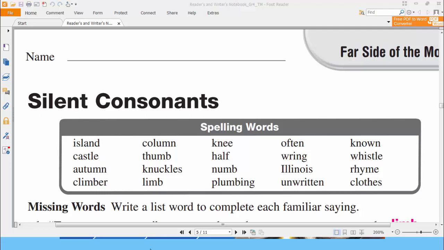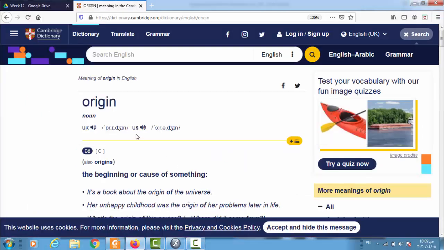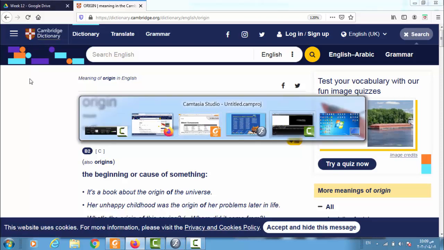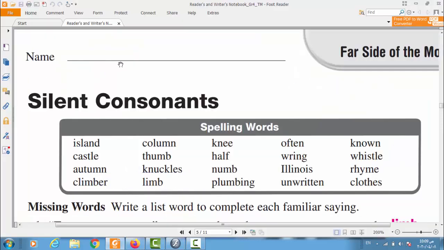But before we start, you have to know that Cambridge Online Dictionary is our source. This is the one that we check all the words that we want to know the meaning of, and if you want to put it in a sentence, for example, you can use the Cambridge Dictionary. It's so useful, guys. So let's go back again to the words in silent consonants. Let's start with the first one.